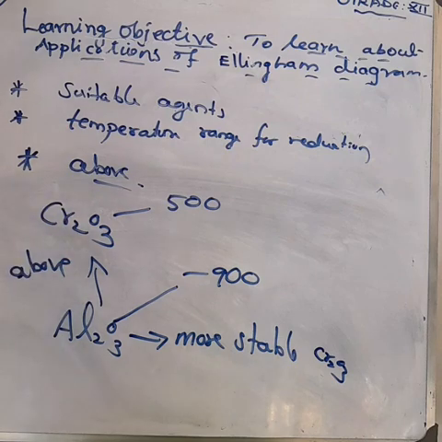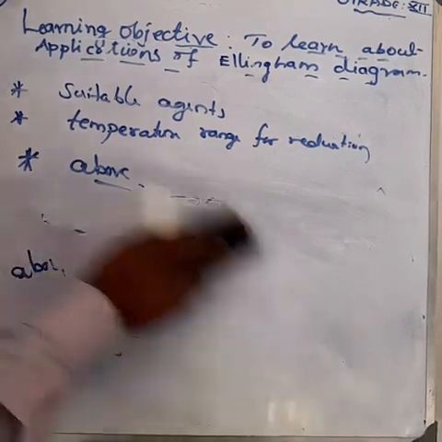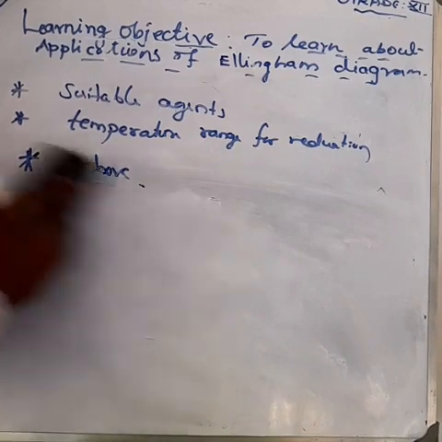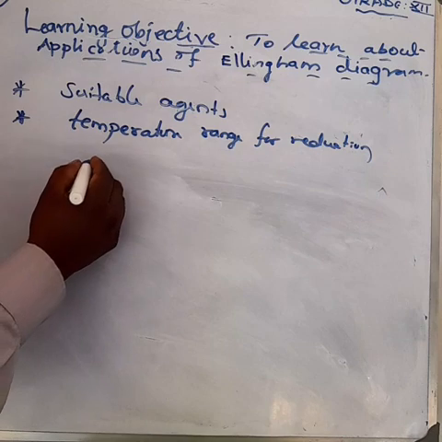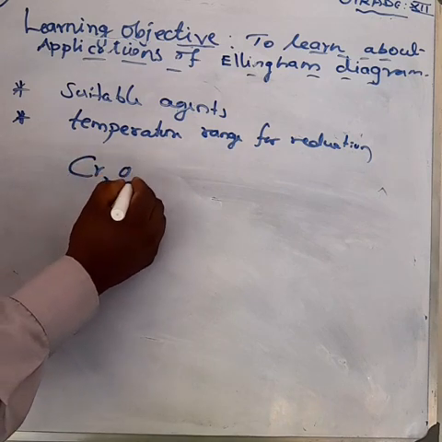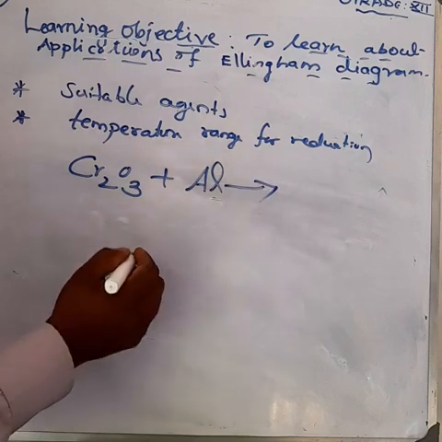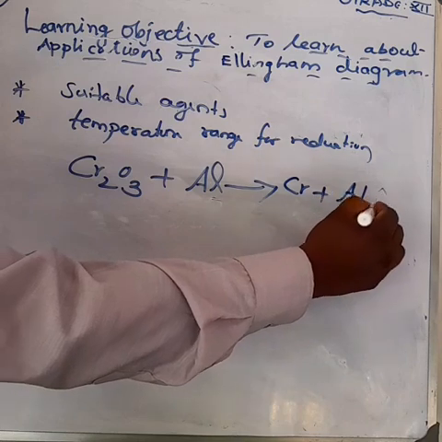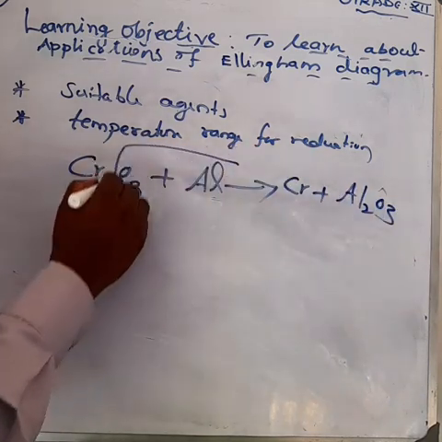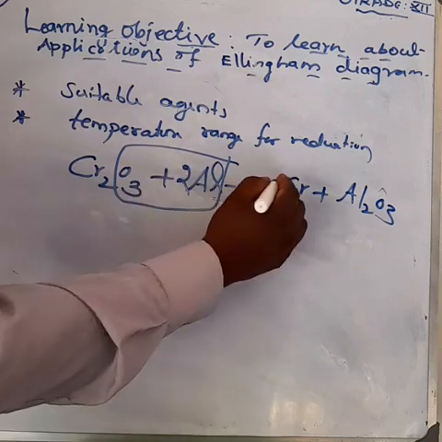We can discuss one of the equations. Which equation is possible? That is chromic oxide. What is the formula for chromic oxide? Cr2O3 reacts with aluminum, and we get chromium plus aluminum trioxide. We have to balance the equation. This reaction is possible. Okay, possible reaction.